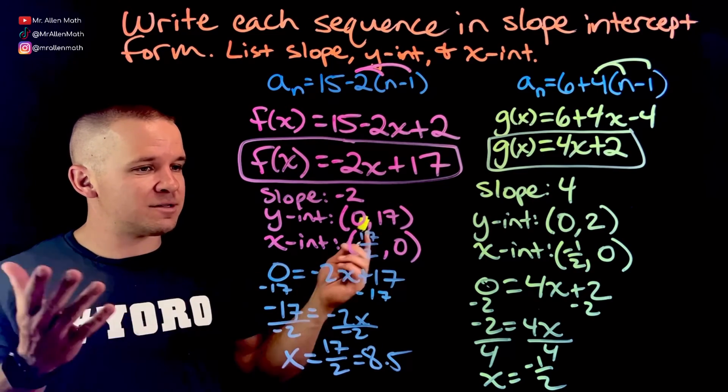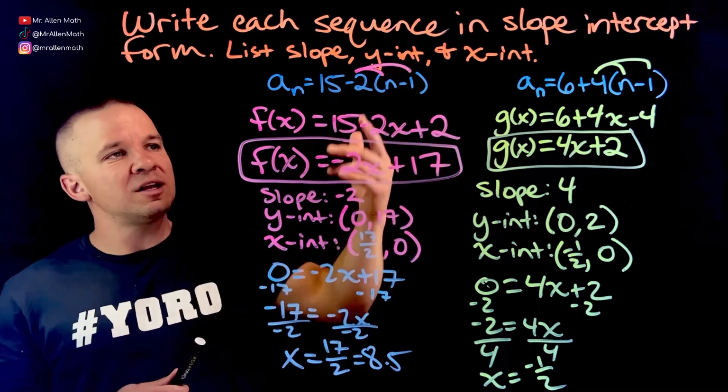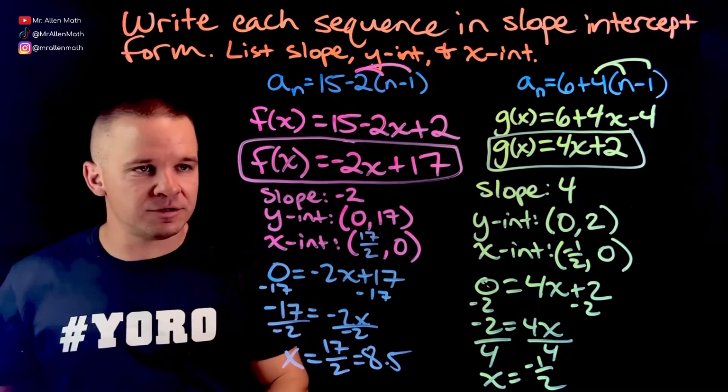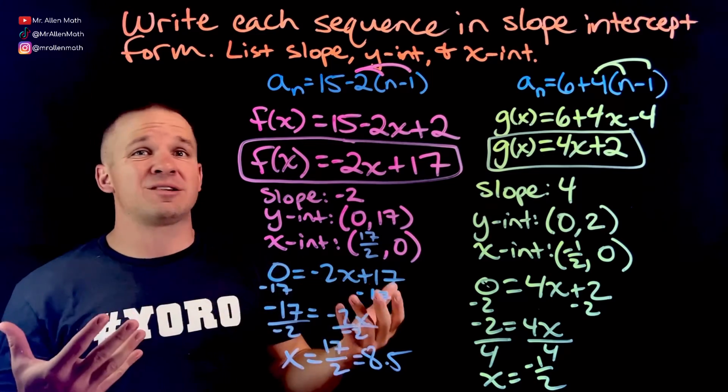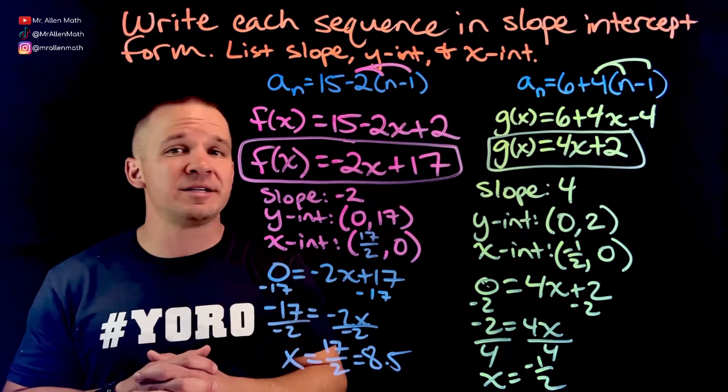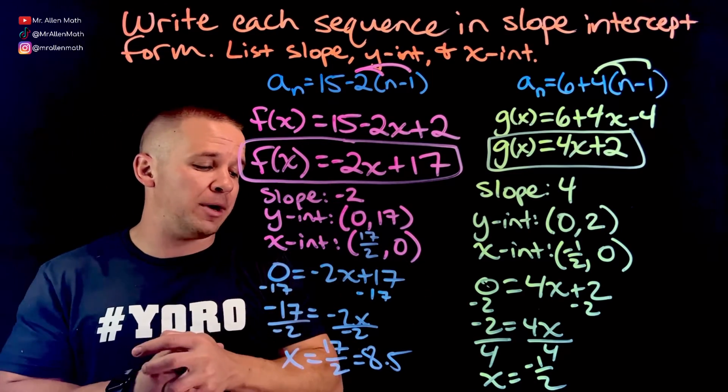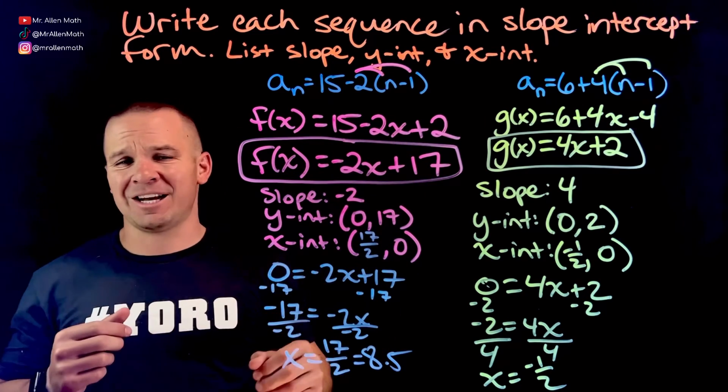But either way, there we go, guys. We had everything that we asked for. We rewrote it in function notation, slope-intercept form. Again, those arithmetic sequences are basically like linear equations, written a little bit differently, and how we interpret things and whatnot. Making connections.